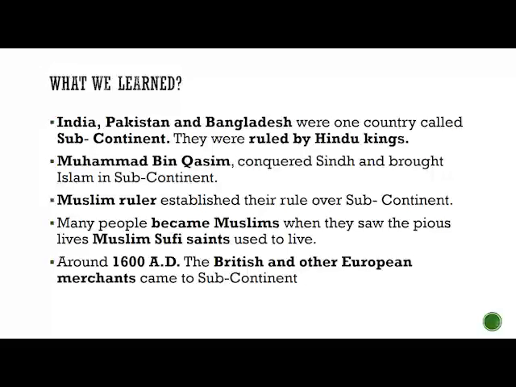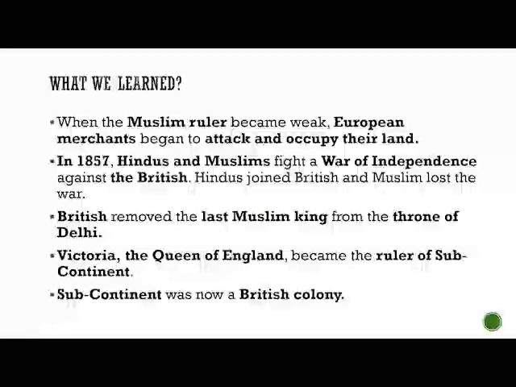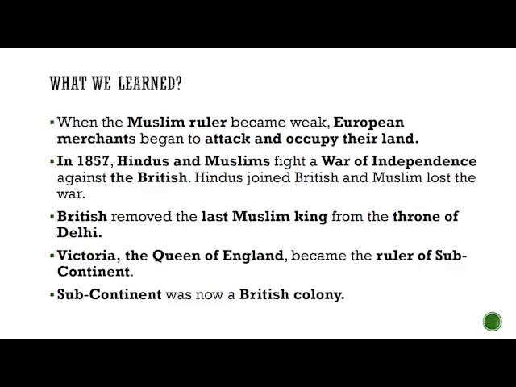Many people became Muslims when they saw the pious lives that Muslim Sufi saints used to live. Many Hindus were inspired by the Sufi saints and converted to Islam. Then around 1600 AD, the British and other European merchants came to the subcontinent. So initially we had Hindu kings, then came the Muslim kings, and then came the Britishers. When the Muslim rulers became weak, European merchants began to attack and occupy their land.